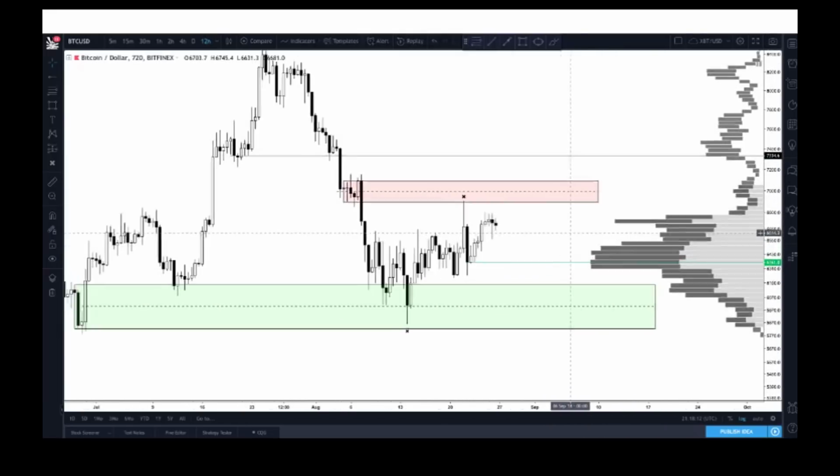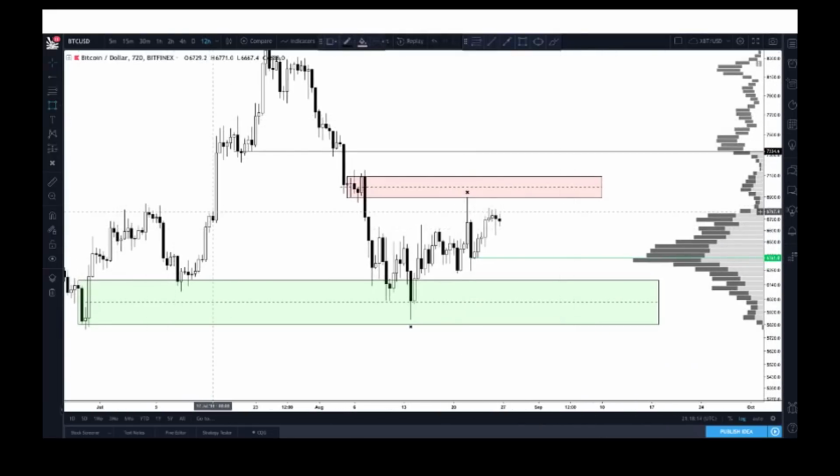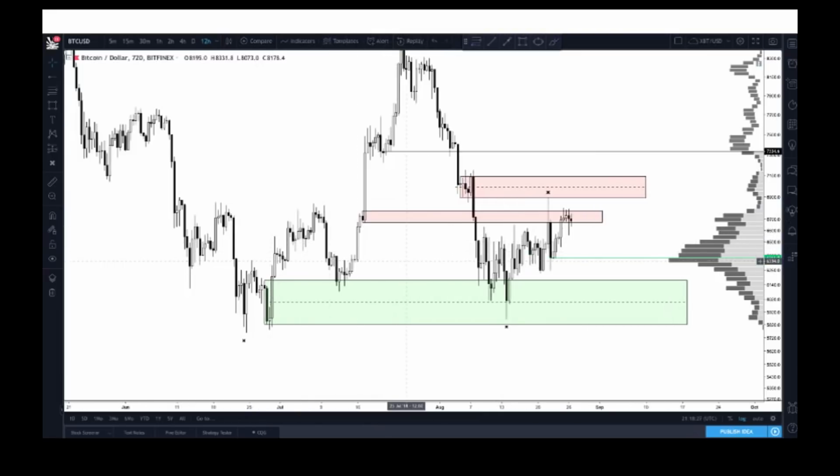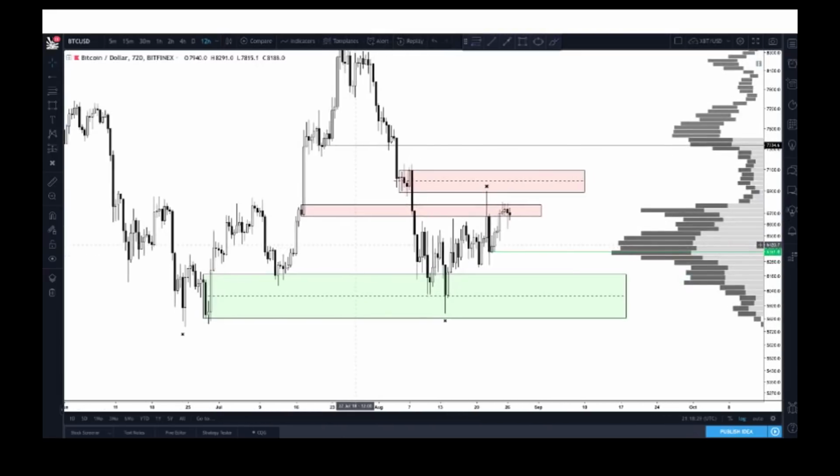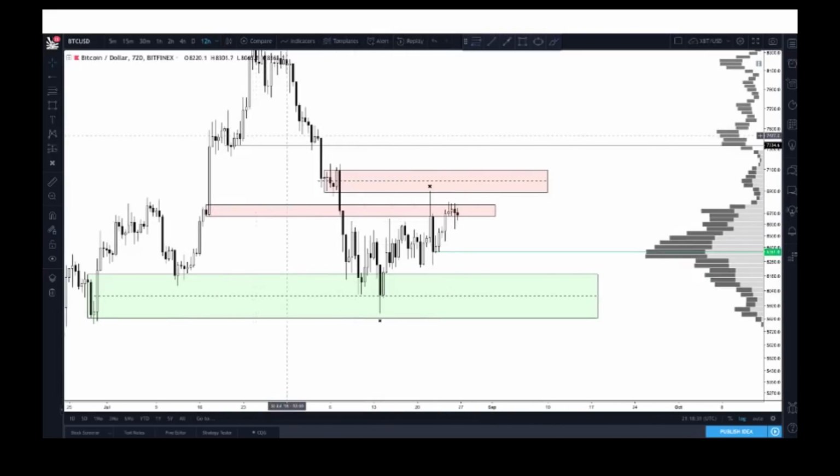And as you can see here, we have this hidden supply, which is currently causing price rejection. This is 12-hour hidden supply. And this is why I like to look on the 12-hour. A lot of the times you find pretty important levels on the 12-hour, really clean levels, really clean order blocks. I really like to look at it. I think it's quite useful.